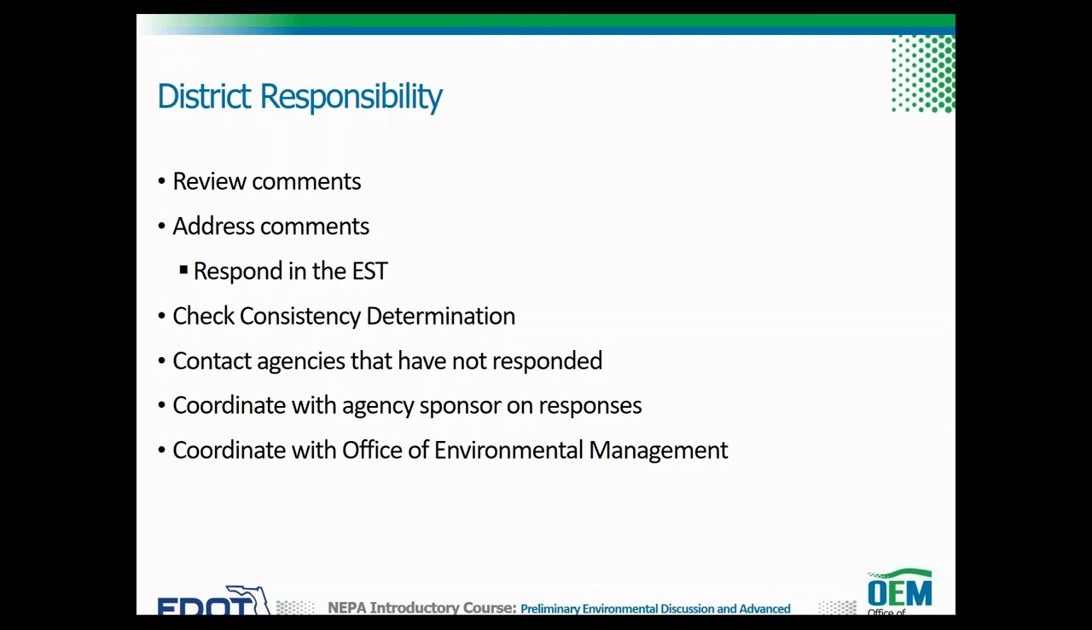The district may also need to coordinate with the agency sponsor on responses and/or coordinate with the Office of Environmental Management as well.